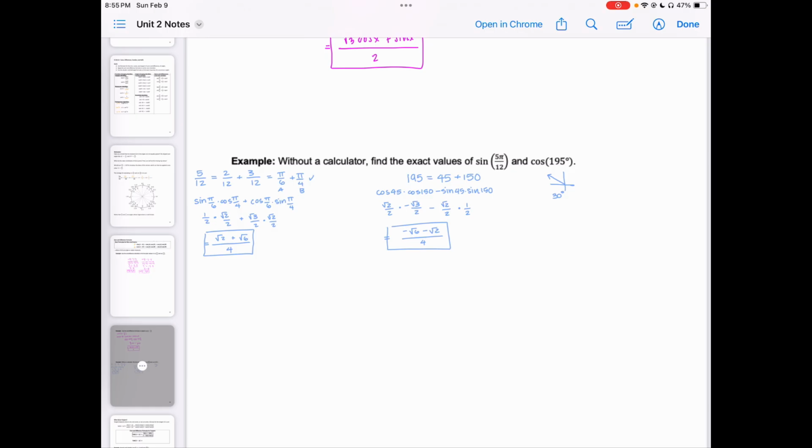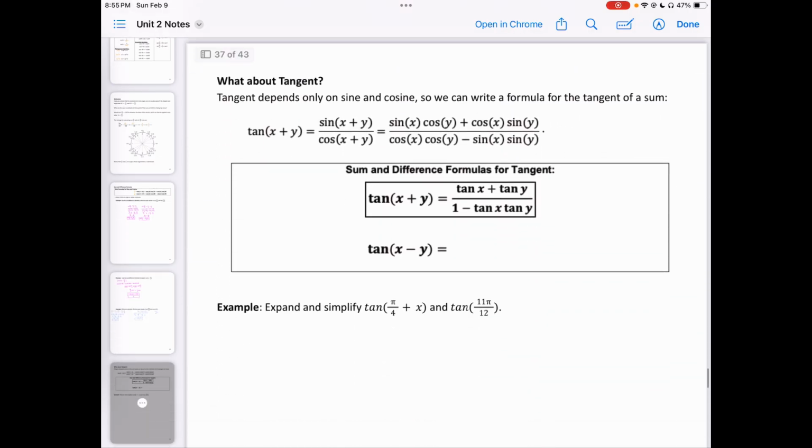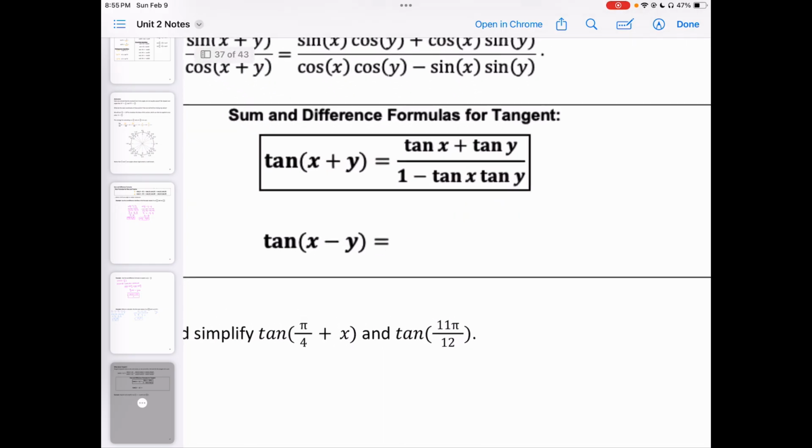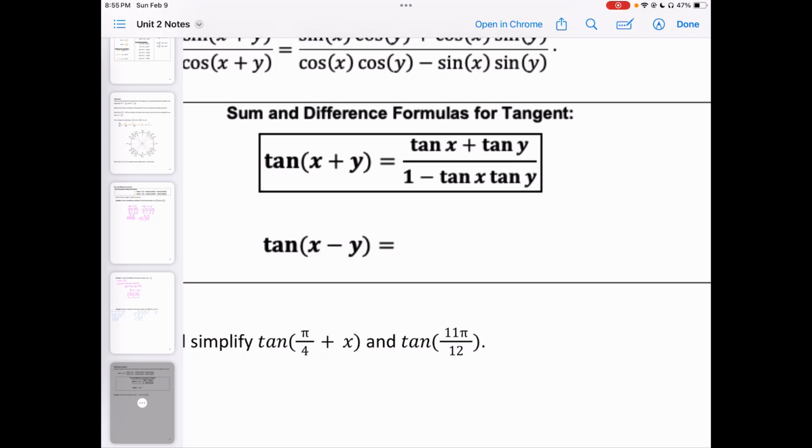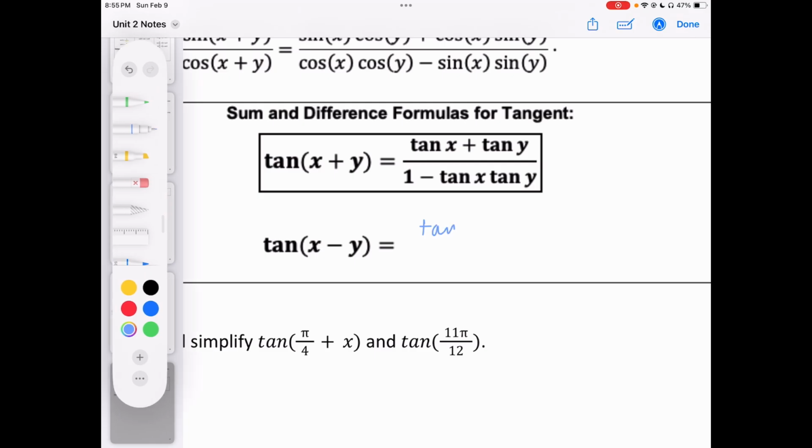Okay. I encourage you to draw the triangle if you're unsure where they are. It always helps. Now, tangent looks slightly different, okay? The tangent sum and difference formulas all use tangent, no sine and cosine included. And the difference between the sum and the difference is only that the numerator ends up being subtracted instead of added. Other than that, they are the exact same.